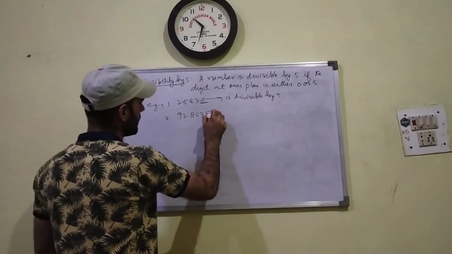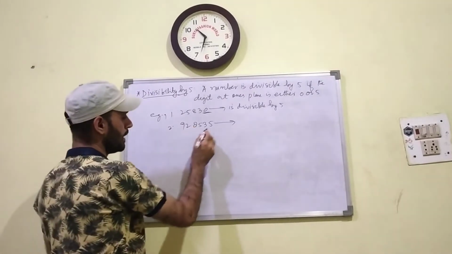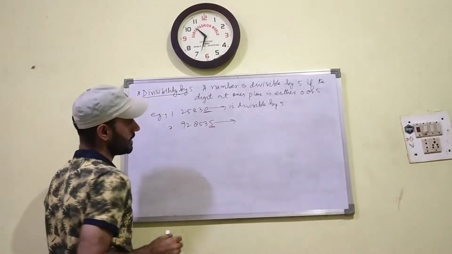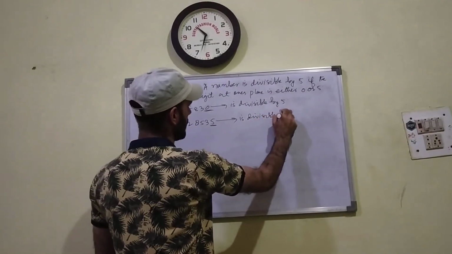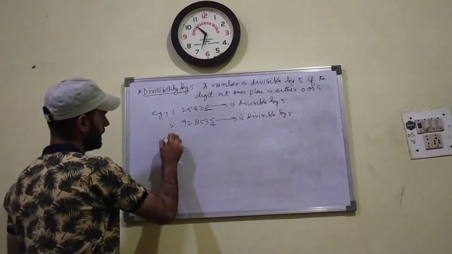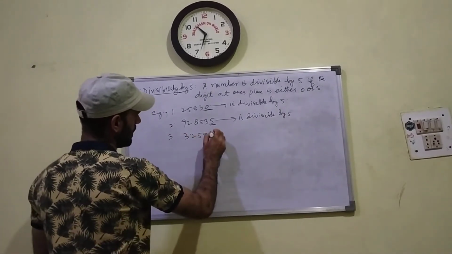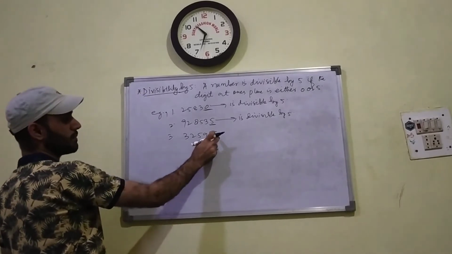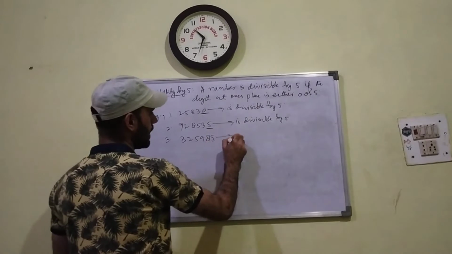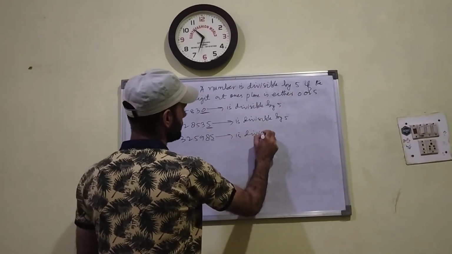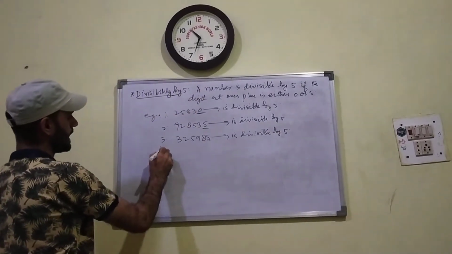928535. Is this divisible by 5? Yes, we can say that it is divisible by 5 because the digit at one's place is 5. Let's take another example. 32598. Again, this is divisible by 5 because the digit at one's place is 5. So the given number is divisible by 5. Let's take another example.